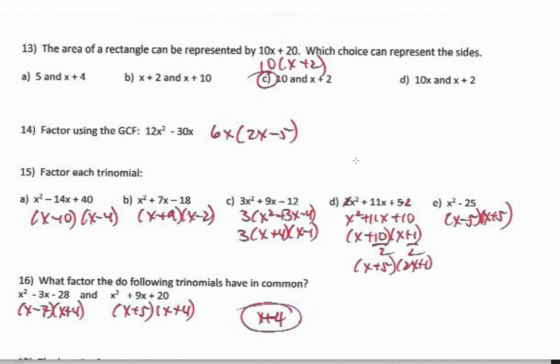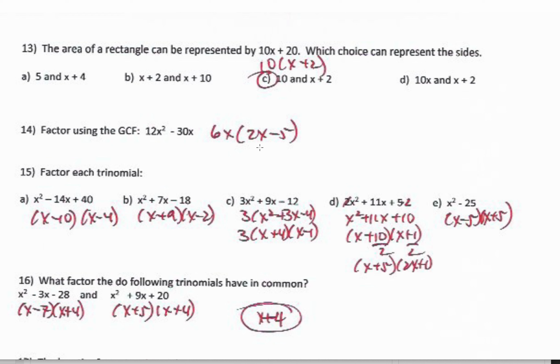Number 14, factor using the GCF. Well, what they share in common numerically is a 6, and in terms of variables, it's an x. So if I factor out what they share in common, they share a 6 and an x. That leaves me with 6x times 2x minus 5.